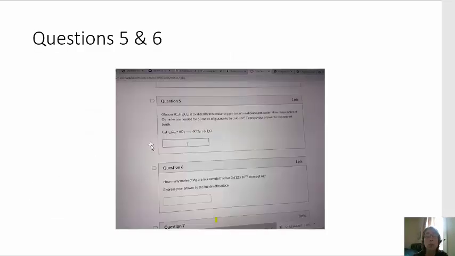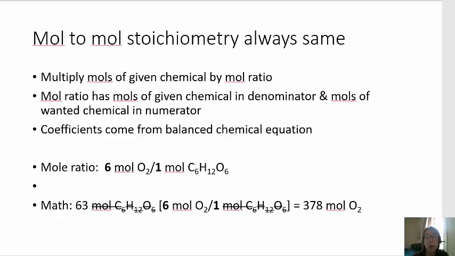And then these numbers I've bolded because you get those from the balanced chemical equation. If we look back at our problem, we're given a balanced chemical equation which states every mole of glucose requires 6 moles of oxygen. So that's how we complete our mole ratio: given chemical in the denominator, desired chemical in the numerator, and coefficients from the balanced chemical equation.